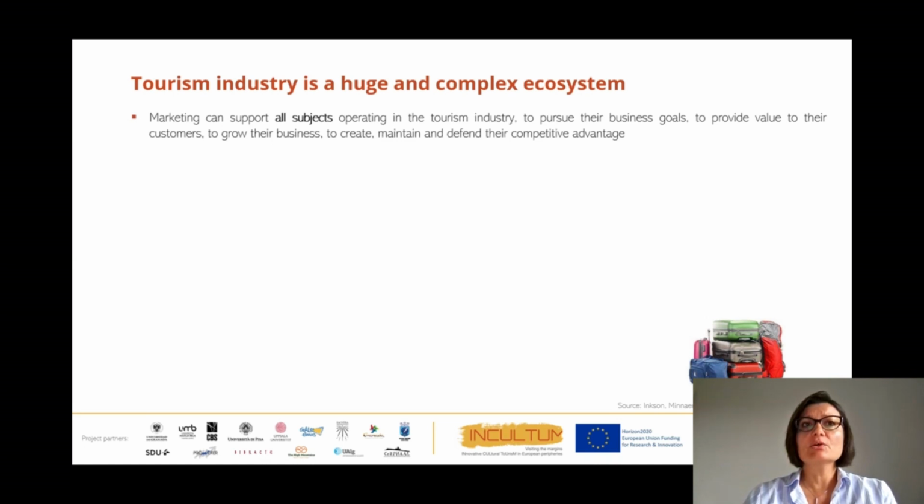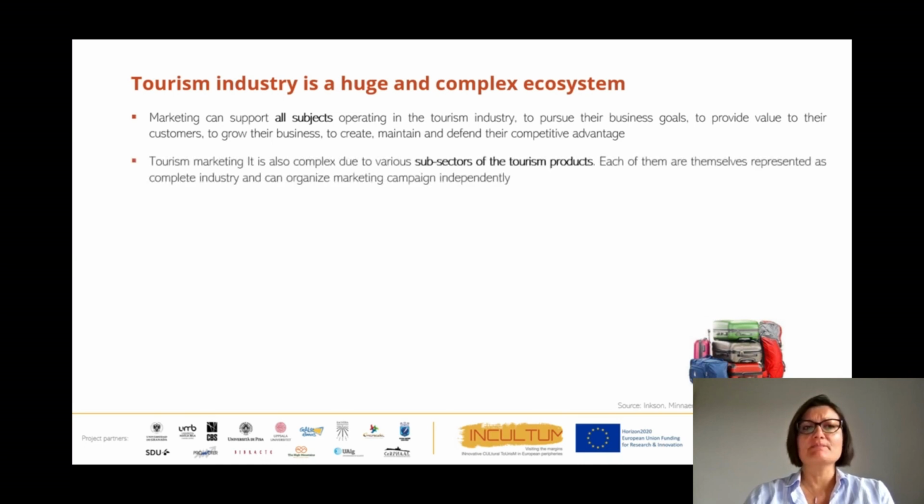Marketing can support all subjects operating in the tourism industry to pursue their business goals, to provide value to their customers, to grow their business, to create, maintain and defend their competitive advantage.